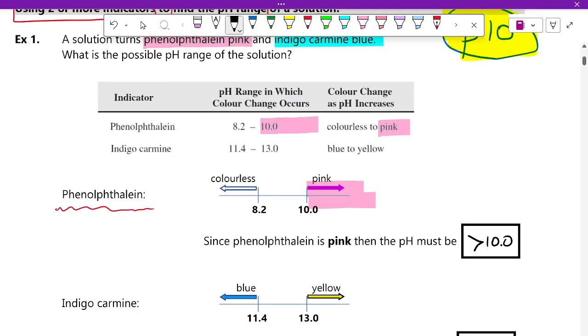Indigo carmine is blue, and that means our solution is less than 11.4. Remember, whatever color is on the left corresponds with the pH that's on the left. Sorry, yes? Can it be? Well, you know what? I'm never going to give you a 10, or we could say greater than or equal to. No big deal, either way.